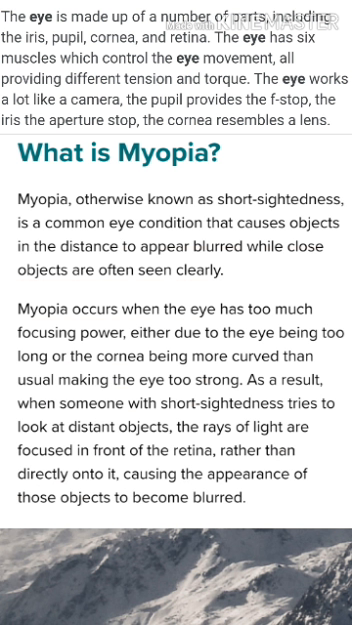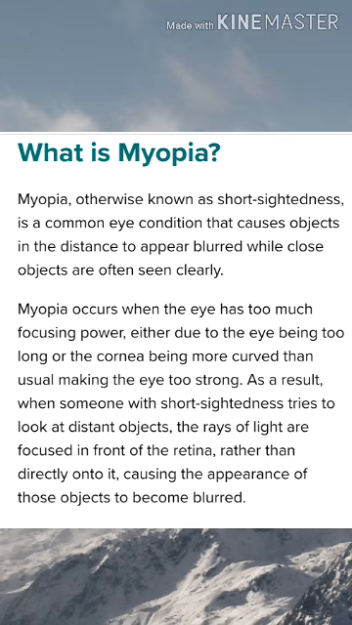What is myopia? In eye defects, there are 3 types: myopia, hypermetropia, presbyopia. I am showing you what is myopia. Myopia, otherwise known as short-sightedness, is a common eye condition that causes objects in the distance to appear blurred, while close objects are often seen clearly. Myopia occurs when the eye has too much focusing power, either due to the eye being too long or the cornea more curved than usual, making the eye too strong.